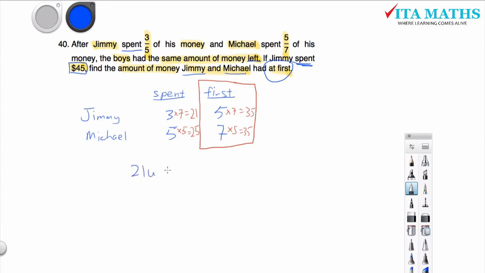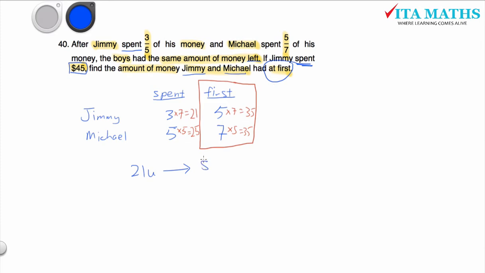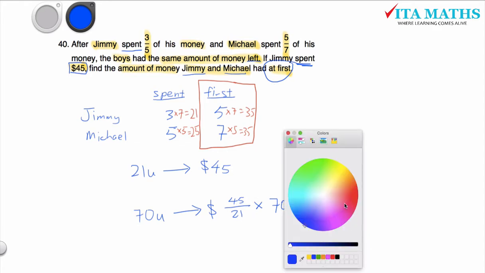$45 is 21 units. So now we have to find how many units in total. We need to find 70 units is how much? How to find this? Like what I taught you, finding 1 unit is going to be difficult because you cannot divide 45 by 21 units. What we have to do is put this big dollar sign here because this answer is going to be in dollars. Take 45 divided by 21 multiplied by 70 units. So which is what you want to know, divided by what you already know, times the quantity that you want. So by doing this multiplication, how are we going to do the cancellation?